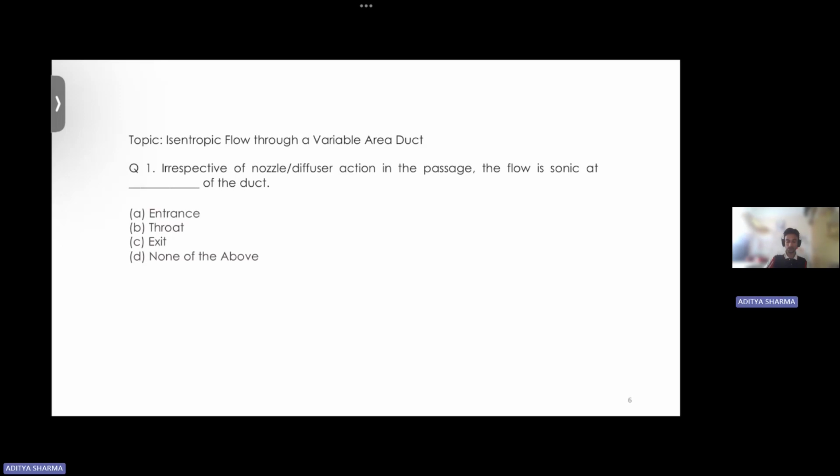So whether this duct is giving a nozzle action or a diffuser action doesn't matter. Some part of this duct can be sonic in both the cases. So what is that part? It's pretty straightforward. The answer to this question is B.